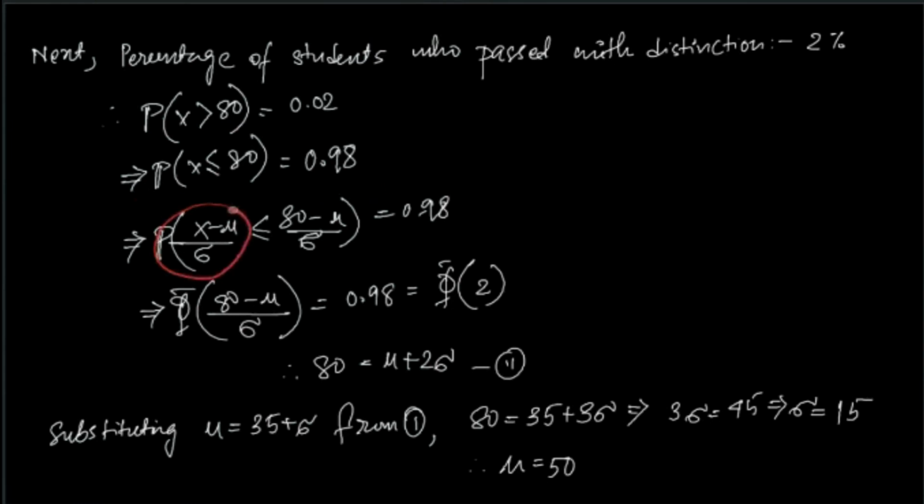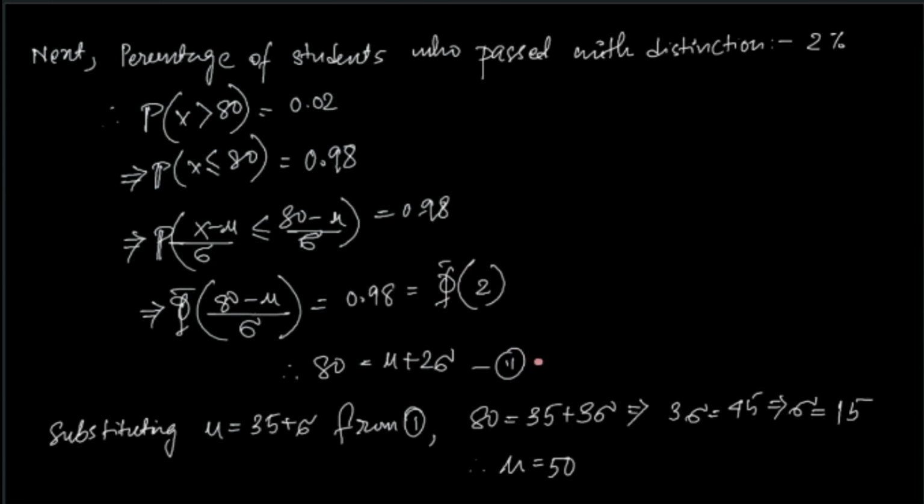Do the same algebraic manipulation again, and you'll get that phi of (80 minus mu) by sigma is 0.98. From that little list of values again, we have phi of 2. This is basically phi of 2. Equate these two values, and you have 80 is equal to mu plus 2 sigma. This is our second equation.